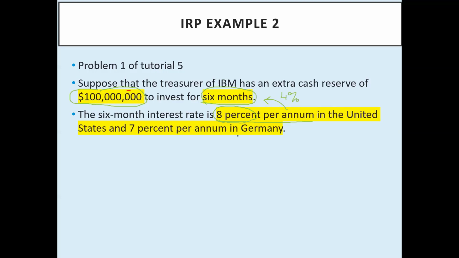My second option is to invest in Germany, and if that's the case, I will be looking at 7%. So for a 6-month investment, therefore, it should be 3.5%.